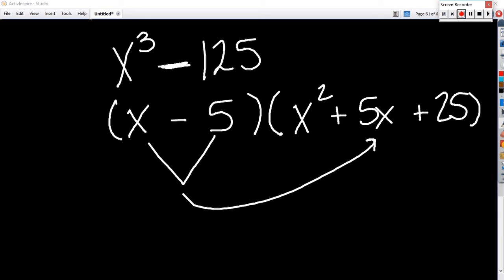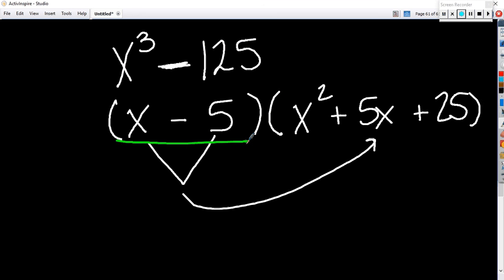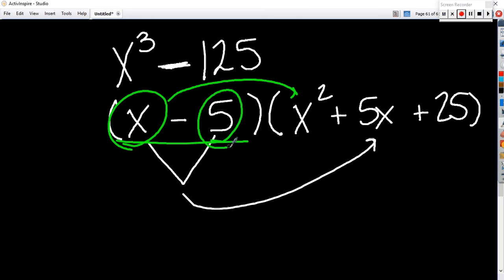This is how I do it. It's easy to set up this first set of parentheses, the x and the 5. Square the first one for the first spot. Square the last one for the last spot. And then just take those 2. If you want to write it as 5 to the second power, I'll get it. If you want to do x squared plus 5x plus 5 squared, that's fine.